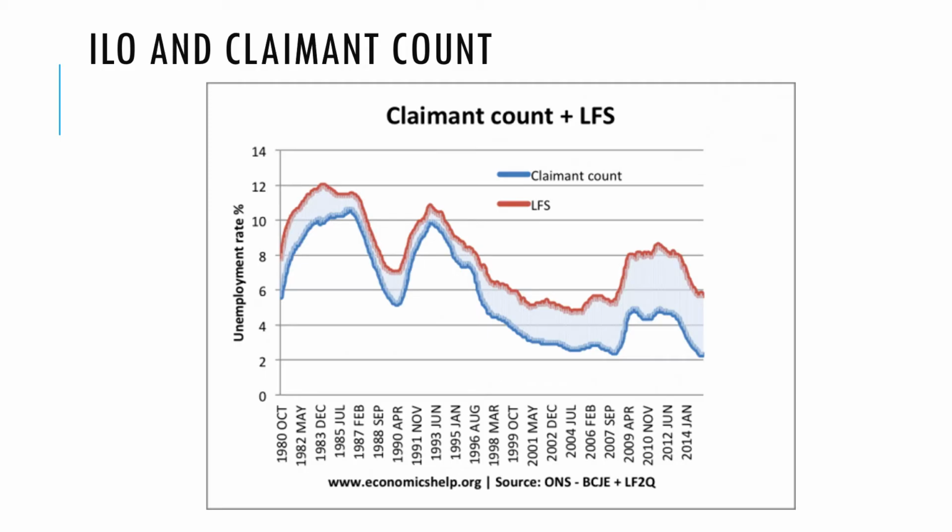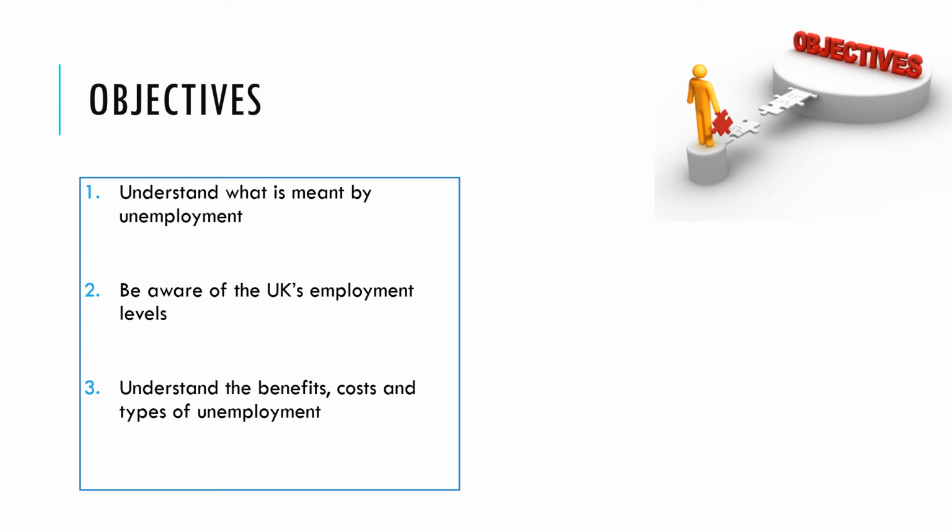So when we look at the unemployment rates using the claimant count and the Labour Force Survey, what we see is typically the claimant count rate is lower than the Labour Force Survey rate. Okay, so we've looked at what is meant by unemployment. Now let's look at some trends in the UK.